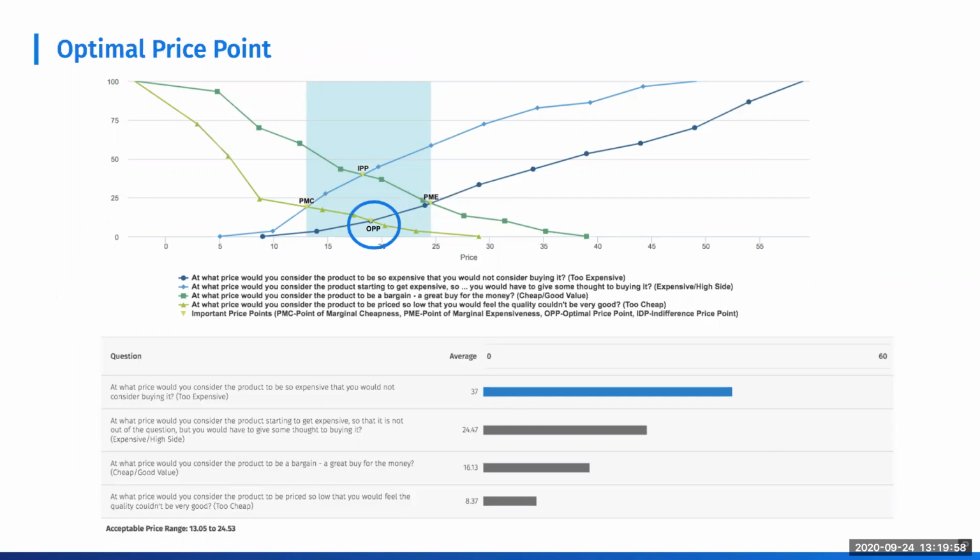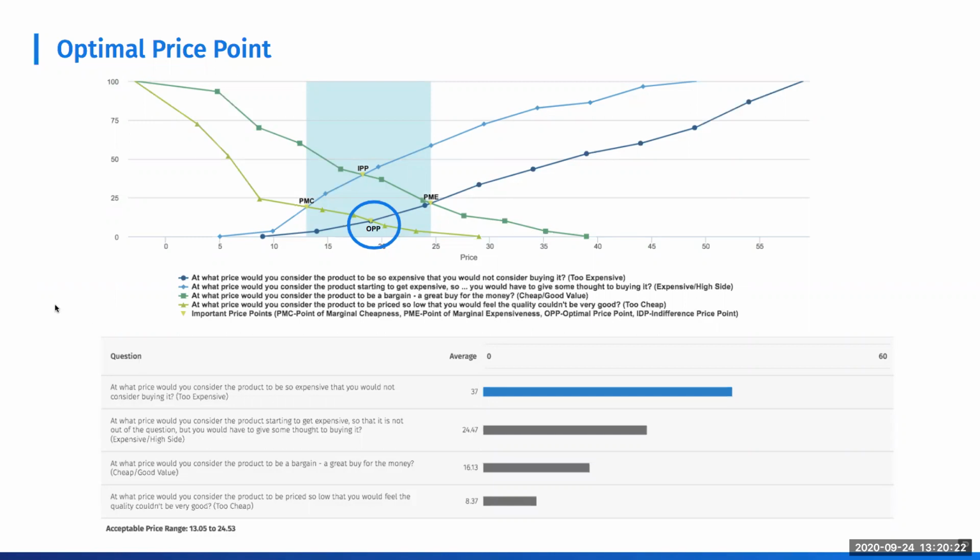Then you get to your optimal price point. This is the intersection for where too expensive meets too cheap. What this says is the same number of respondents consider the price to be unacceptable in both a positive and a negative sense. So just as many respondents found it to be too cheap as the number of respondents who found it to be too expensive.